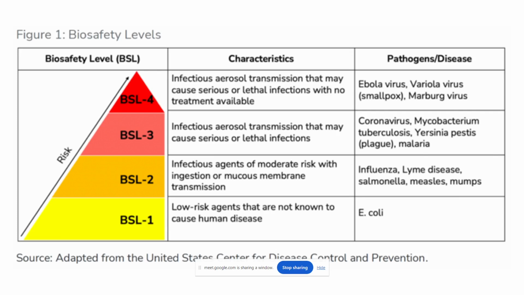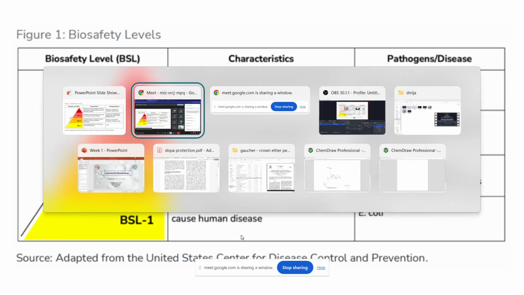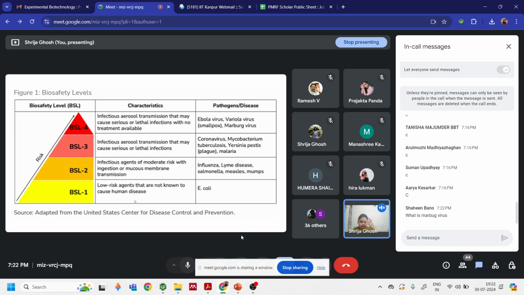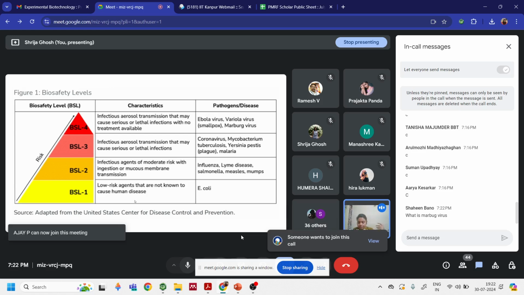Ebola virus, variola virus: we don't have any treatment available, and these are lethal infections, so they can ultimately lead to death. For these lethal infections, we have to have BSL-4, the highest biosafety level. I hope you understand all the biosafety levels. We have BSL 1, 2, 3 and 4, and based on the increasing risk factor, the biosafety level increases.